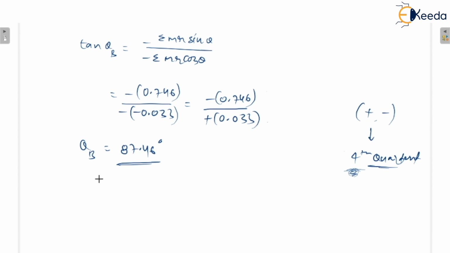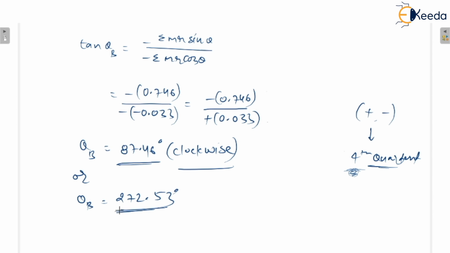Either you can write it as clockwise, then it is correct, or you can consider 360 minus 87.46, which becomes 272.53. This is the angle measured in the anti-clockwise direction, as we have done for all the masses. Either you can write this, or you can write the other, but you have to mention clockwise. So this is the answer. I hope you understand how to solve questions on static balancing of rotating masses. So thank you.